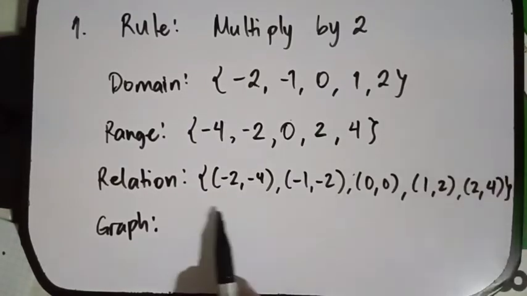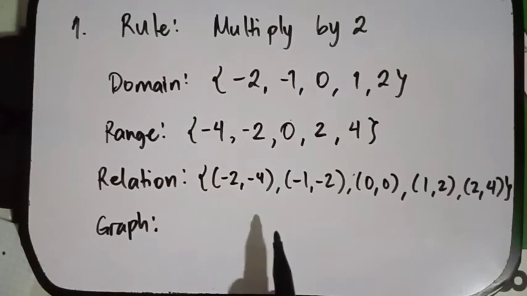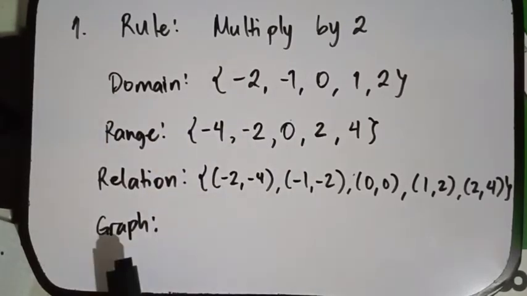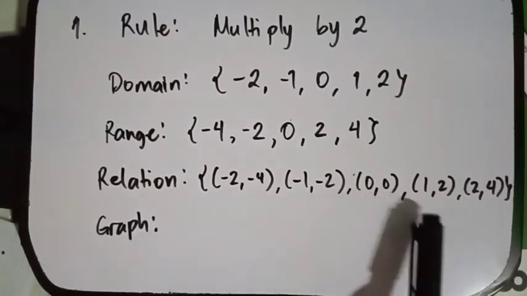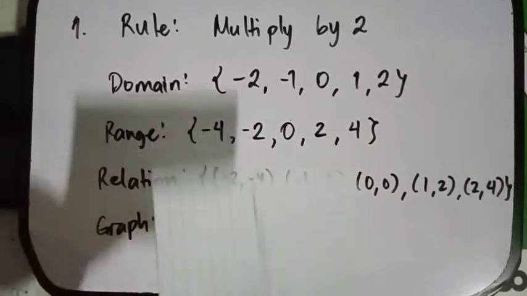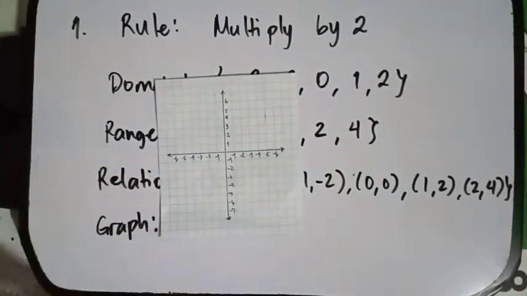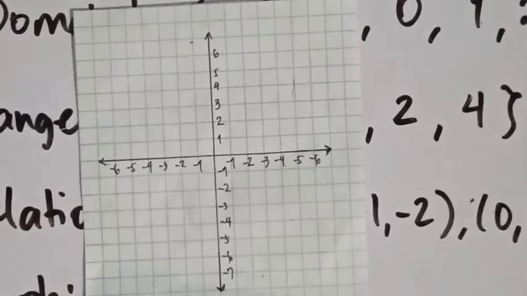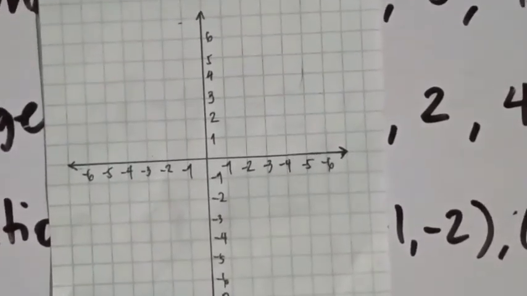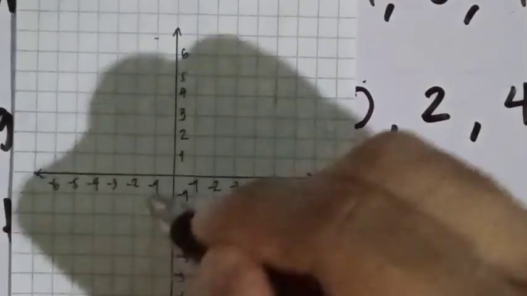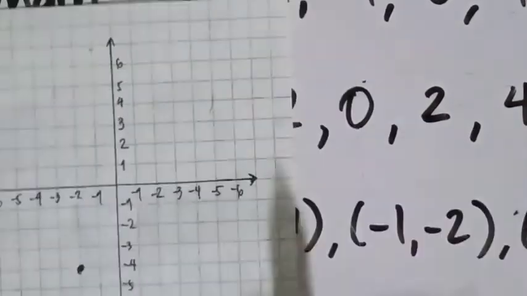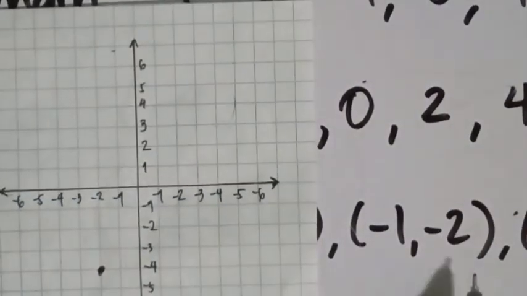Ito na yung relation na dinidescribe dito. Okay? And para mag-graph natin yung relation na ito, so ipa-plot lang natin lahat ng ordered pairs sa Cartesian plane. So ito yung Cartesian plane. So i-zoom in natin. Okay, perfect. So magsimula tayo sa negative 2, negative 4. So dito siya. Next, negative 1, negative 2.